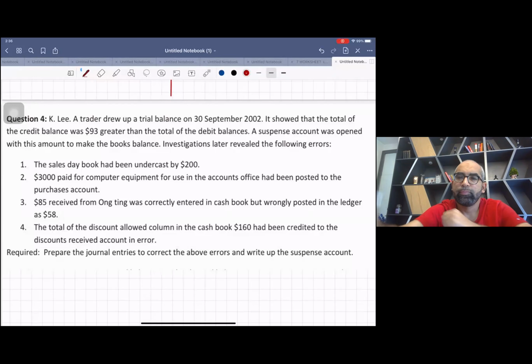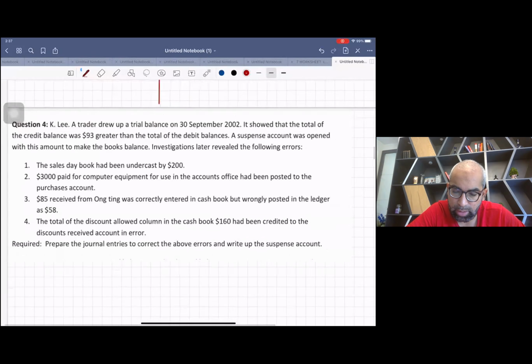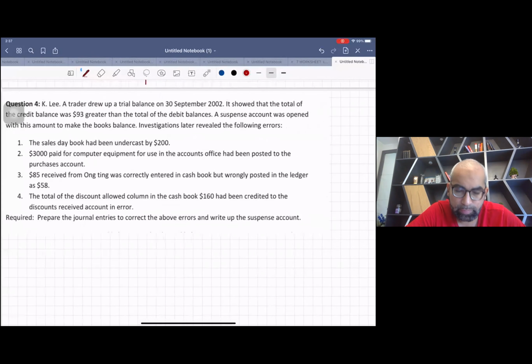Okay, students. In the last meeting, we started suspense account, and today we are going to continue the rest of the questions of suspense account. We did till question number 3, right? Okay, now we are moving. Yesterday, in the last meeting, I gave you this question as an assignment, question number 4.